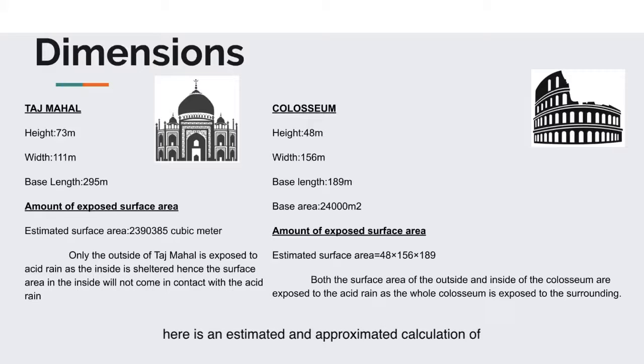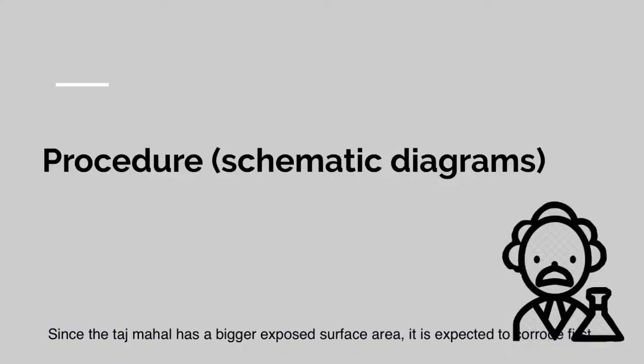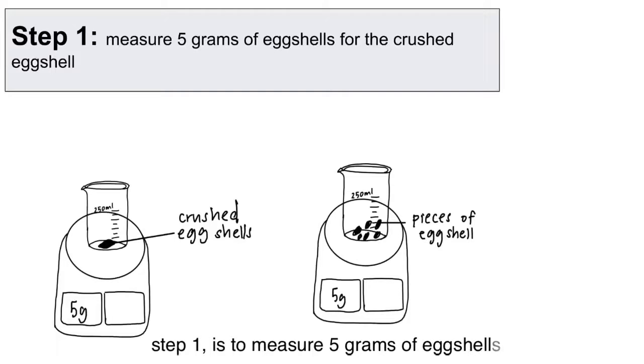Here is an estimated and approximated calculation of the exposed surface area of both the Taj Mahal and the limestones. Since the Taj Mahal has a bigger exposed surface area, it is expected to corrode first. Step 1 is to measure 5 grams of crushed eggshell for the experiment.